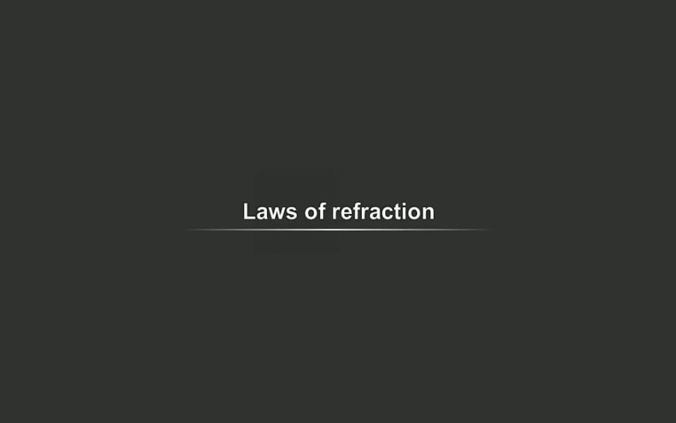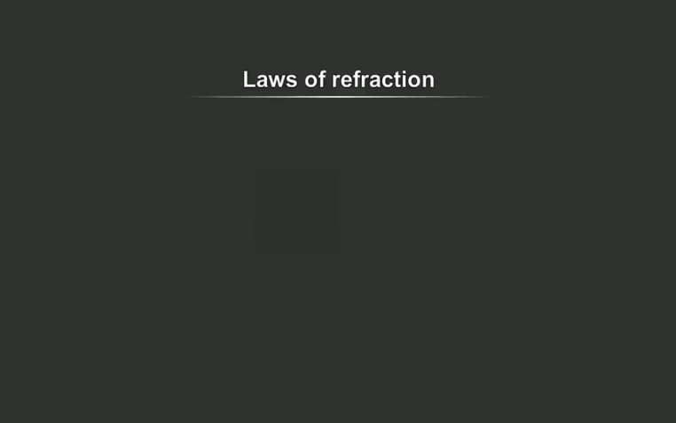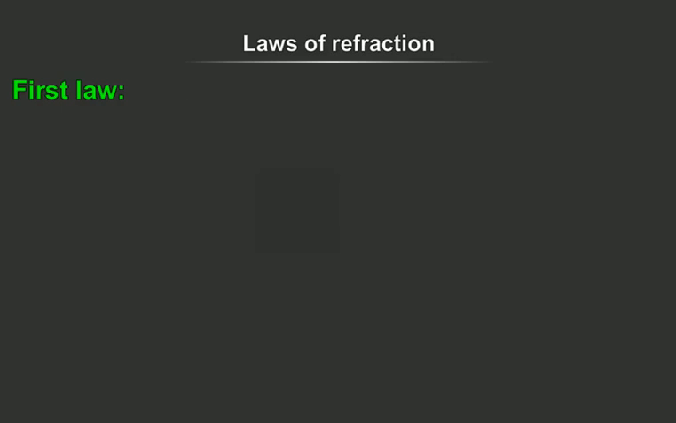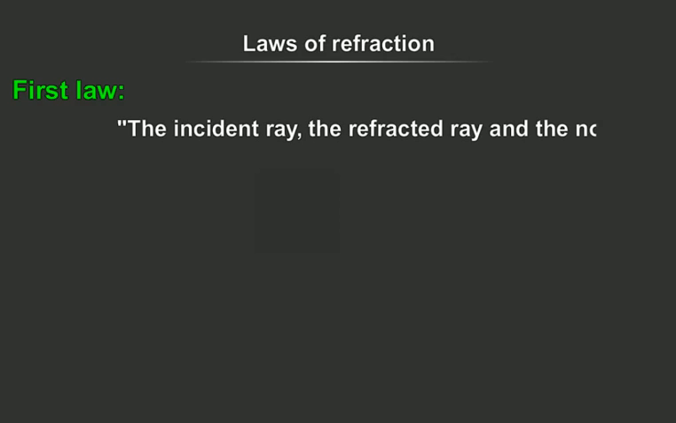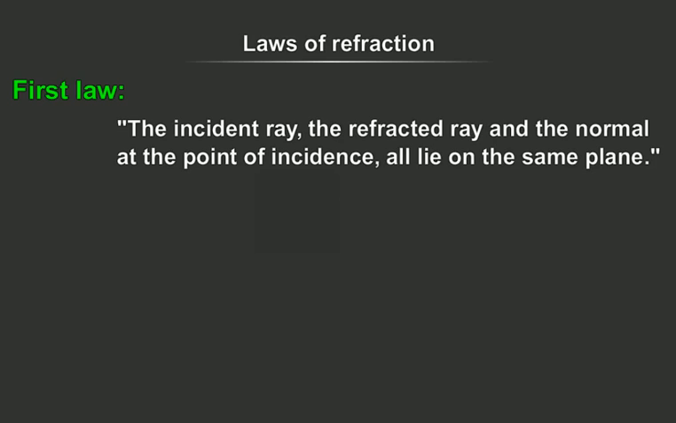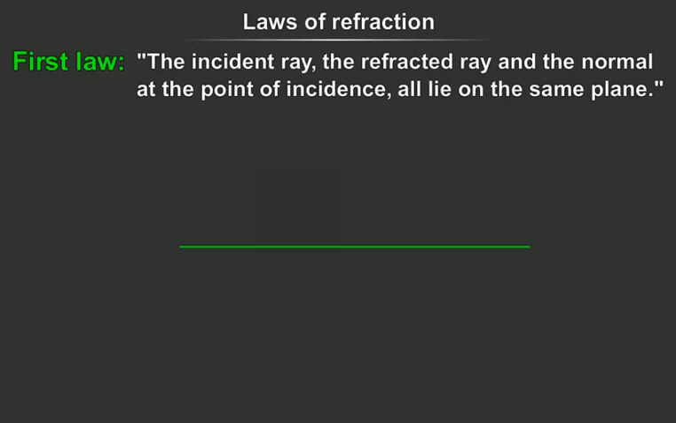There are mainly two laws of refraction. The first law of refraction says that the incident ray, the refracted ray, and the normal at the point of incidence all lie in the same plane. Students, incident ray is the ray of light entering from one medium to another. Refracted ray is the ray passing through the second medium after refraction, and normal is the perpendicular to the surface separating the two media.